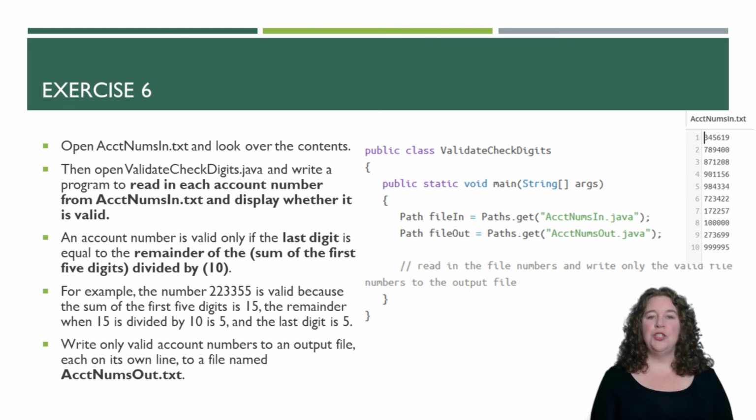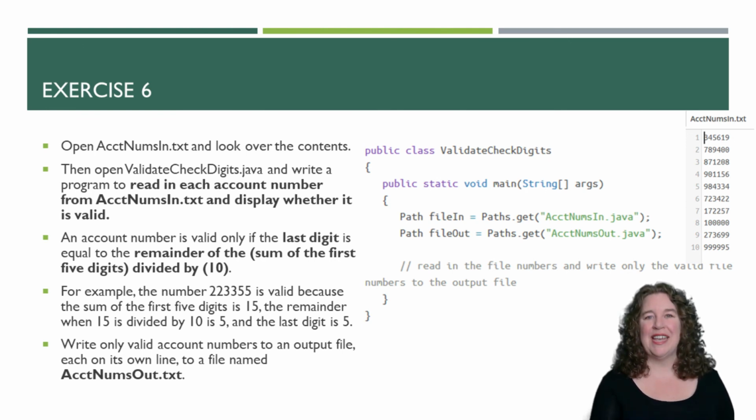At the end, you're going to write only valid account numbers to an output file, each on its own line, with a file named account numbers out.txt. So you're going to have account numbers in with, say, 15 or 20, where some of them are invalid, and the program you write is going to create account numbers out, which only prints out the valid numbers. So you might have 10 of the 20 or 10 of the 15 that are valid, and that's okay. But you do want to have at least some. So this is practicing in and out and throwing a little bit of math in the middle.